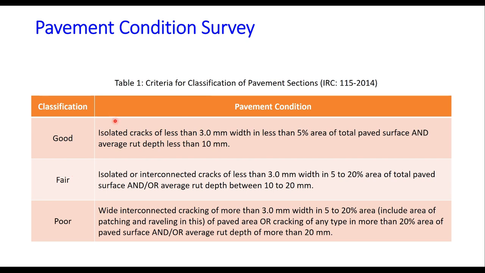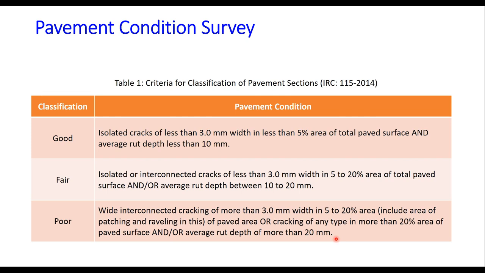Now, if the pavement has isolated cracks of less than 3 millimeter width in less than 5% area of total paved surface, and average rut depth is less than 10 millimeter, it is categorized as good. And similarly, conditions are given for fair pavement conditions and poor pavement conditions. A poor pavement condition will include wide interconnected cracking of more than 3 millimeter width in 5 to 20% area, or cracking of any type in more than 20% area, that is the failure criteria generally, and or average rut depth of more than 20 millimeter.